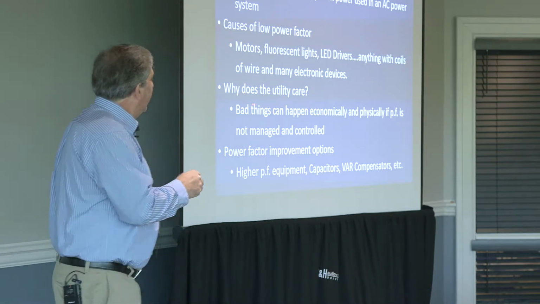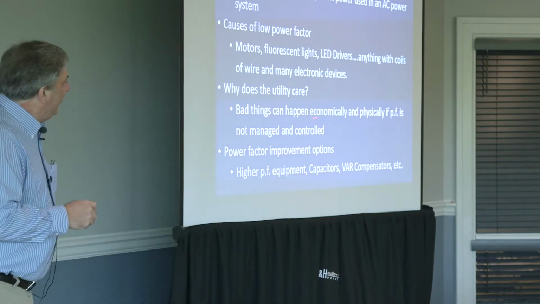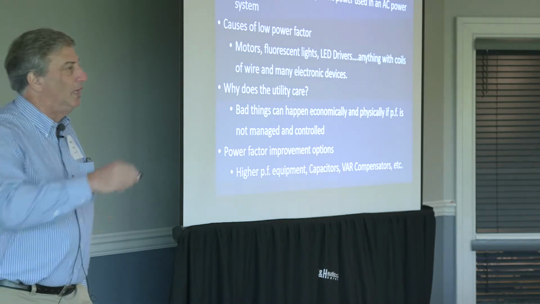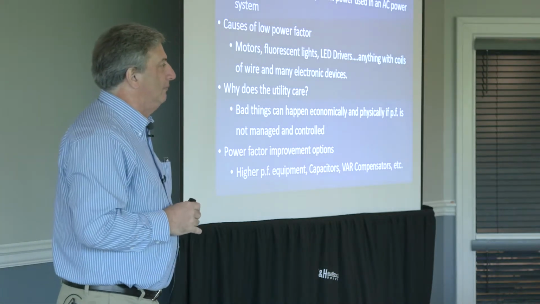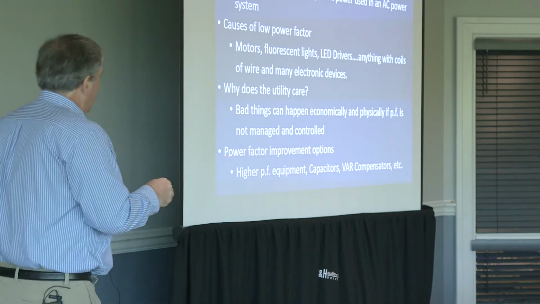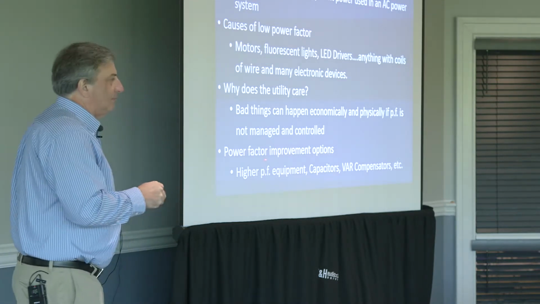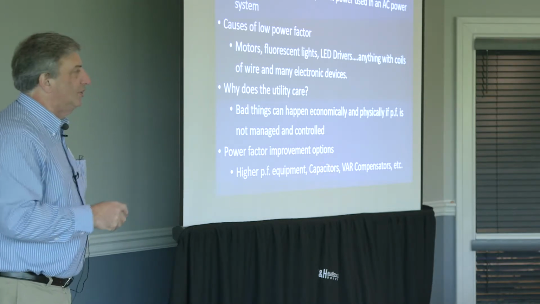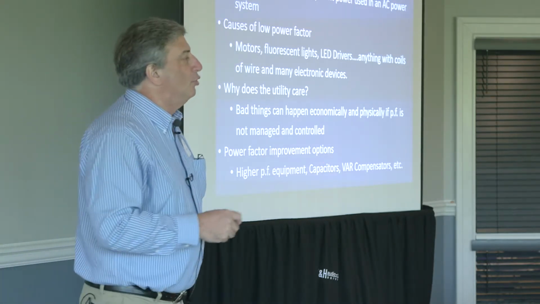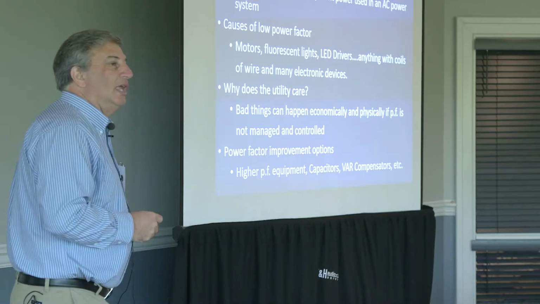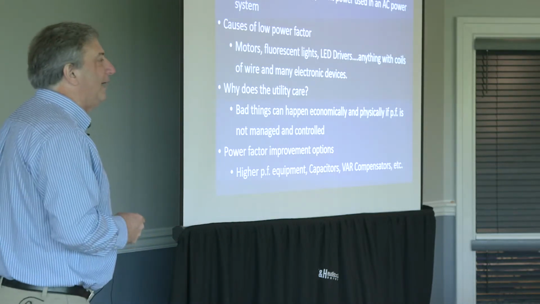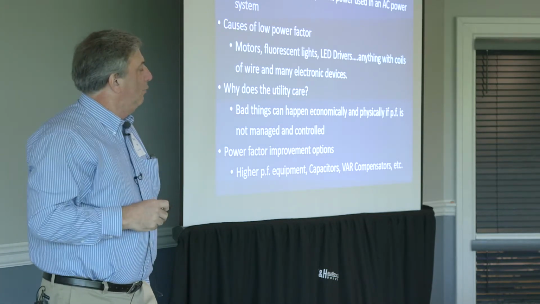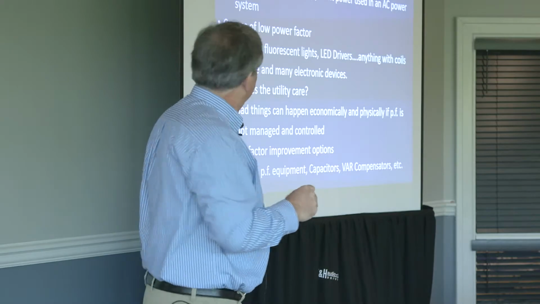Why does the utility care? Bad things happen economically and physically if power factor is not managed and controlled and drops to a low enough level. Power factor improvement options: higher power factor equipment, power factor correction capacitors, or VAR compensators. Those are the options you have to consider if you have a low power factor and it's driving your peak demand and building demand up. What can I do about it to attack that?